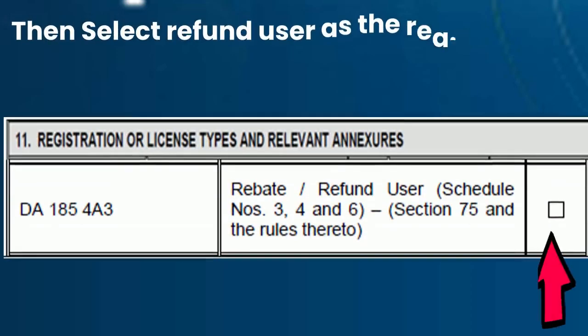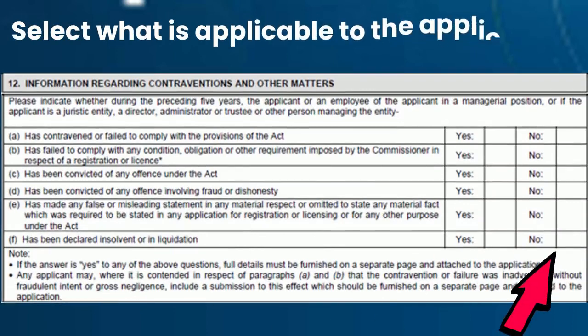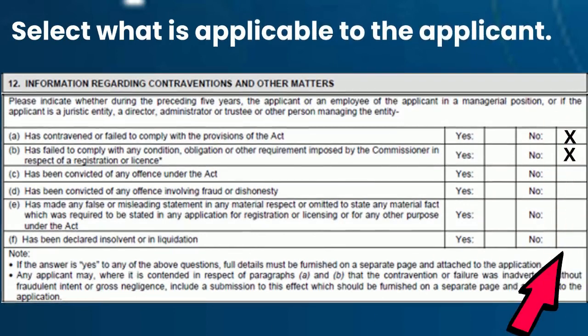Then select Refund User as the registration type. Please note, the Annexure DA185.4A3 form must accompany this DA185 form. Select what is applicable to the applicant.